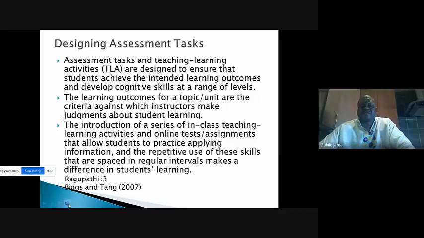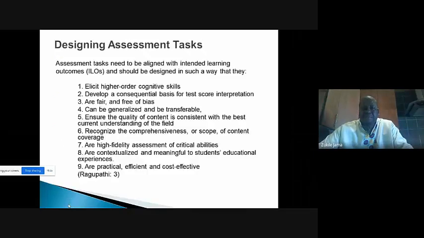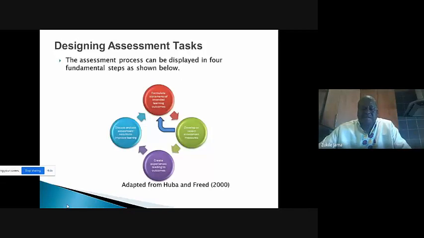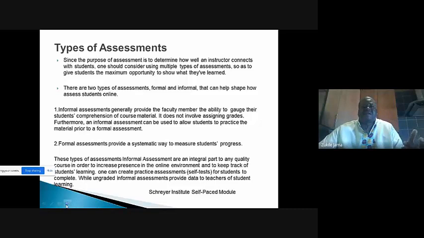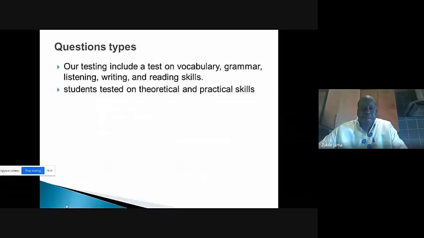Thank you. Okay. I think there's also another slide where I give you these different types of assessments, because our testing included testing on vocabulary, grammar, listening, writing, and reading skills. But if I may just give one example of one assessment that we had. This is a test which was meant to test their listening skills and their writing skills. So you had a student listening and filling in gaps in assessment. So he was able to listen and hear, and then filling in an assessment based on a voice prompt.